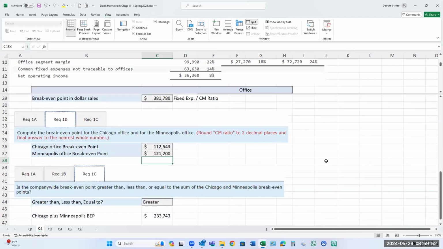For required 1C, they want to know, is the company-wide break-even point greater than, less than, or equal to the sum of the Chicago and Minneapolis break-even points? So you just have to add together those 2 answers from required 1B and then compare it to the answer from required 1A. So in my case, it is greater than. Okay.